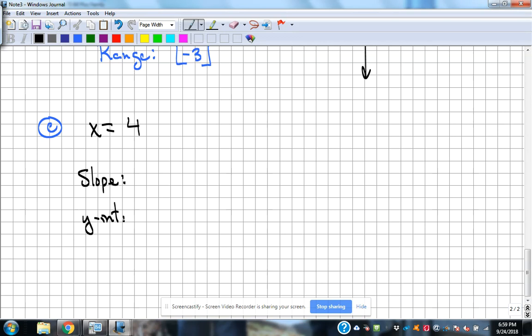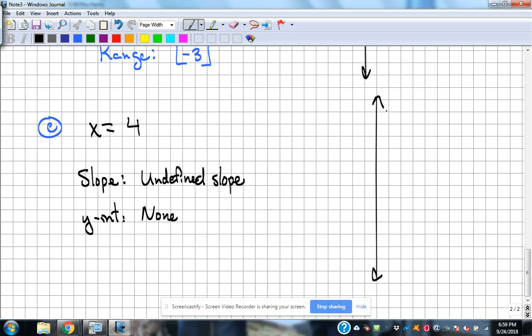This one has plain x equal to 4. That's not even a function. It doesn't have f of x or g of x or anything like that. That means it's not a function. This one is special because it has what's called undefined slope. And it has no y-intercept.